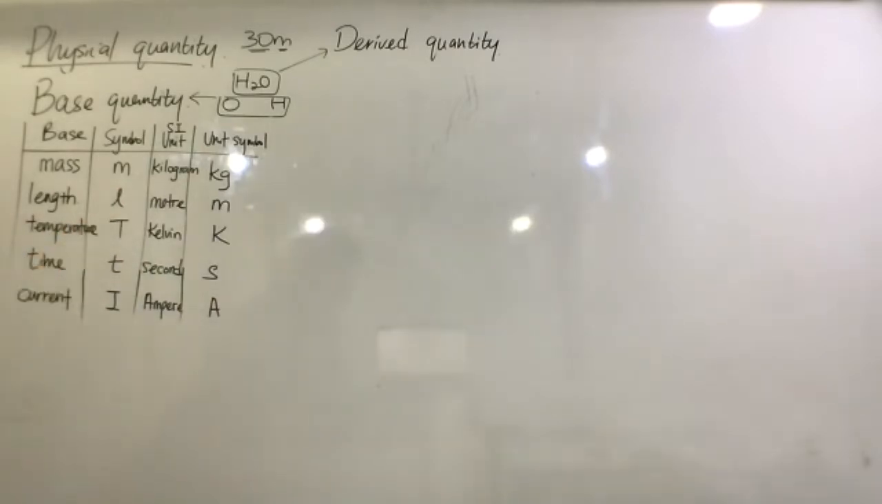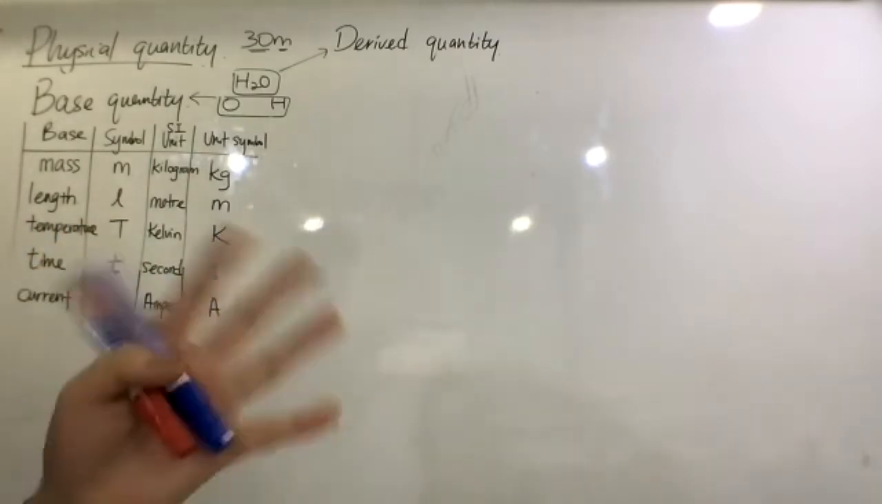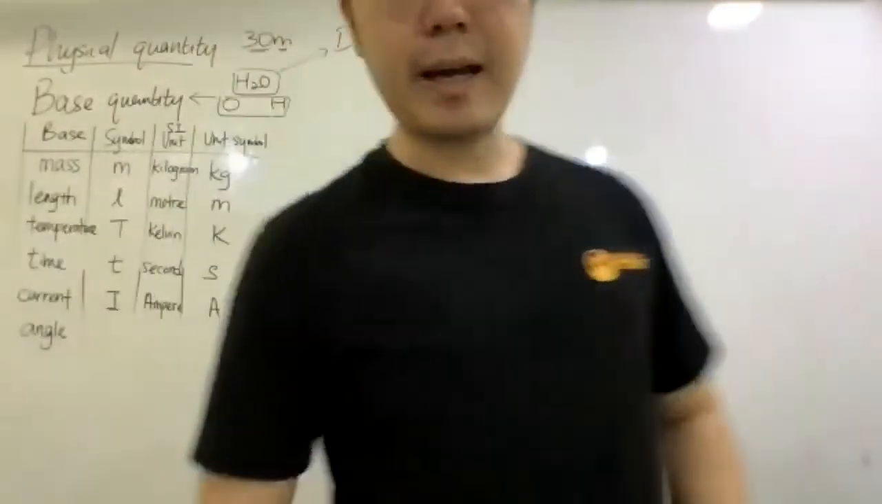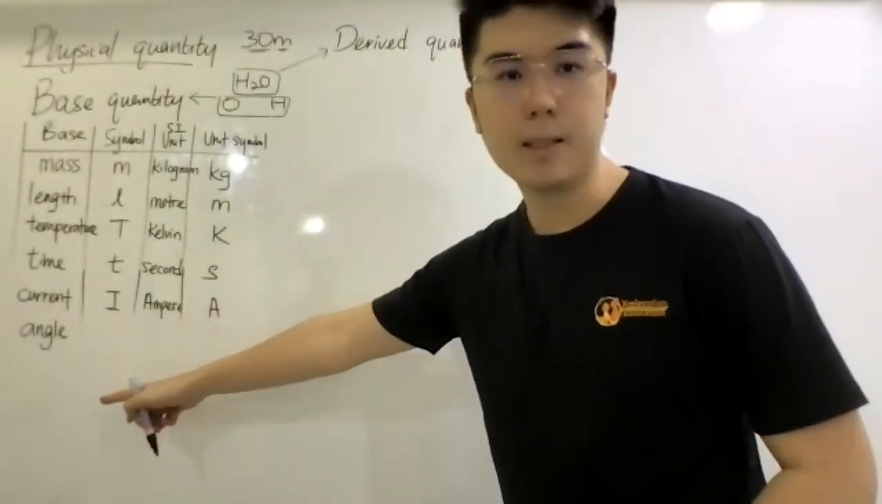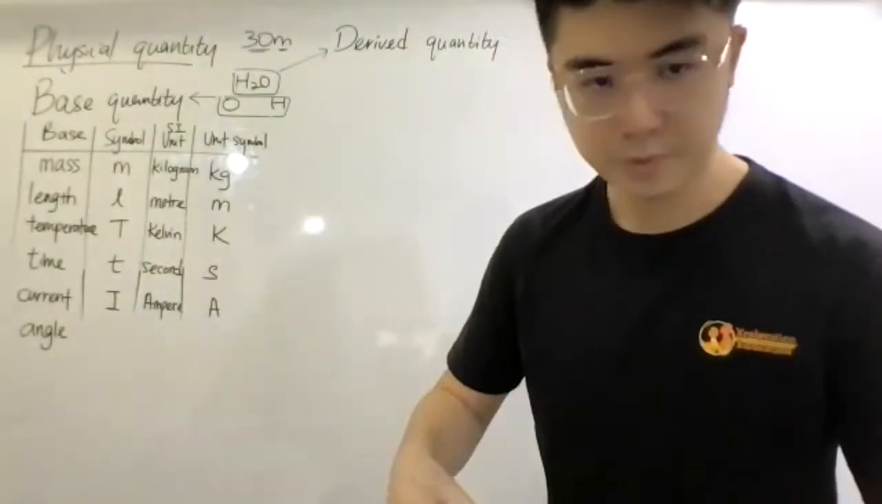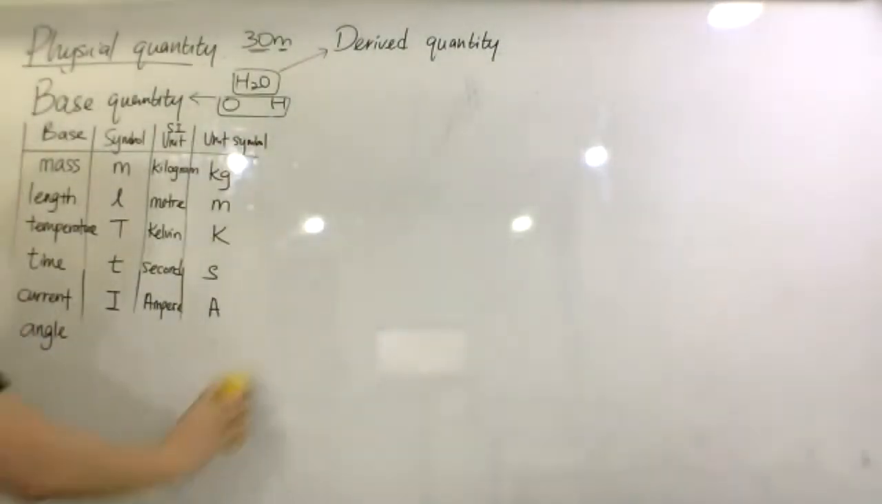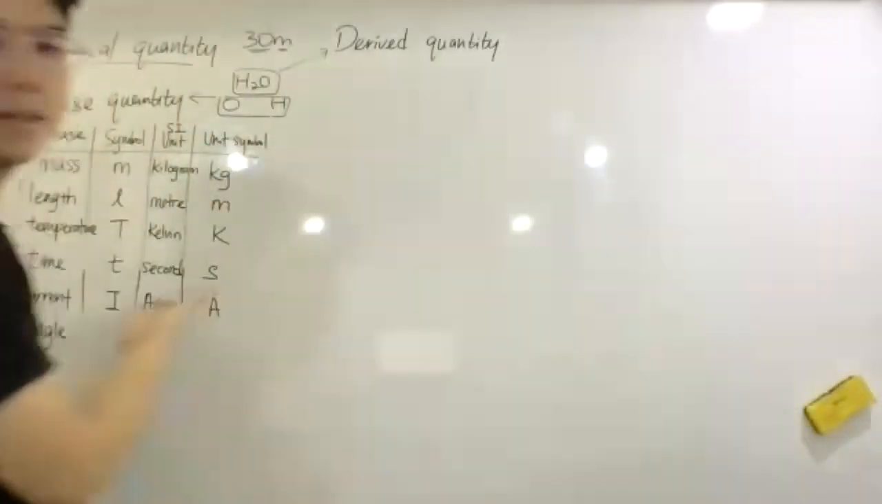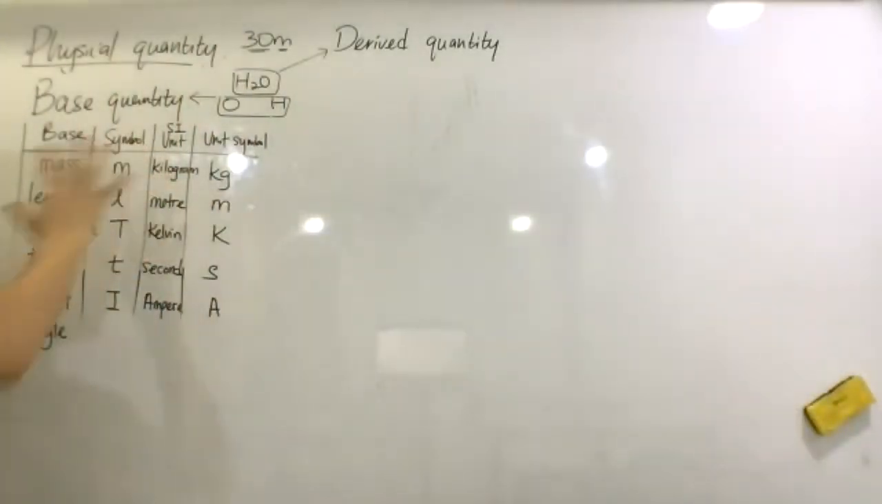Length, where do you get it from? You get it from length also. There's no other replacement. So these are the base. Okay, so there's one more. You can put angle. Angle is also, right? Can angle be expressed as other quantity? No, angle is just angle. But we do not put it here. I mean, it will not be asked here. The list can go on and on, but these are the 5.